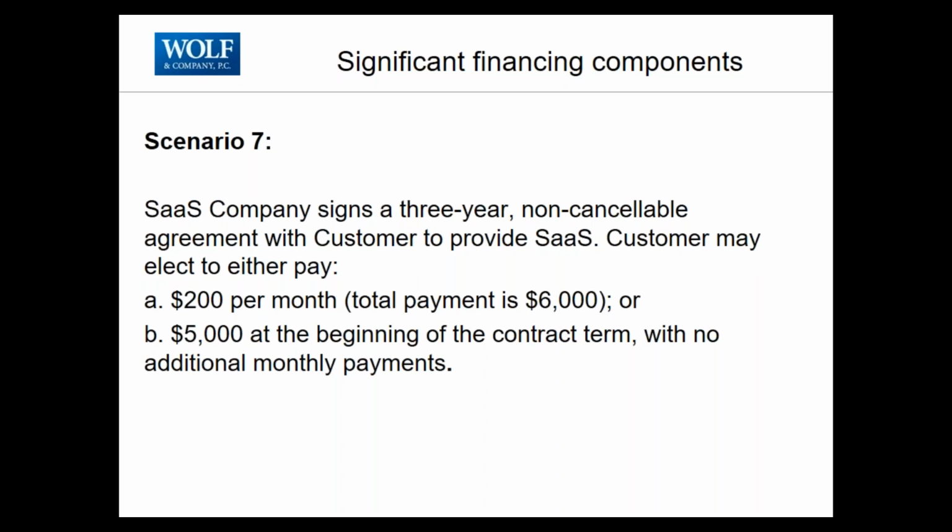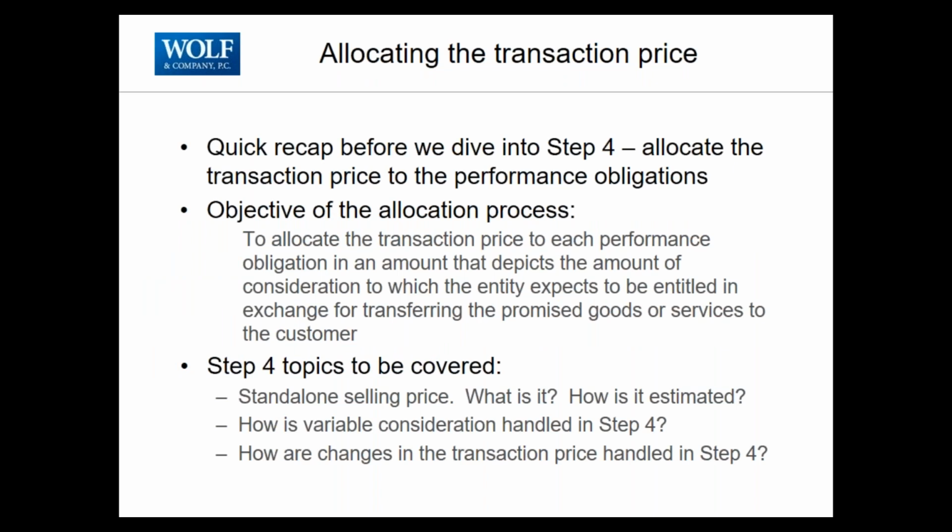The SaaS company will then evaluate whether the implied discount rate is consistent with the market rate of interest for companies with the same credit rating as its own. So assuming that it is the same rate, the SaaS company would recognize cash basis revenue of $6,000 and interest expense of $1,000 over the contract term as the performance obligation is satisfied. So now that takes us to step 4, allocating the transaction price. Great. Yeah, so we have now leapt from step 3 to step 4.